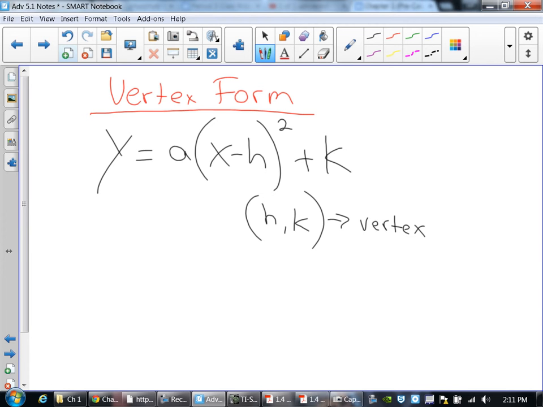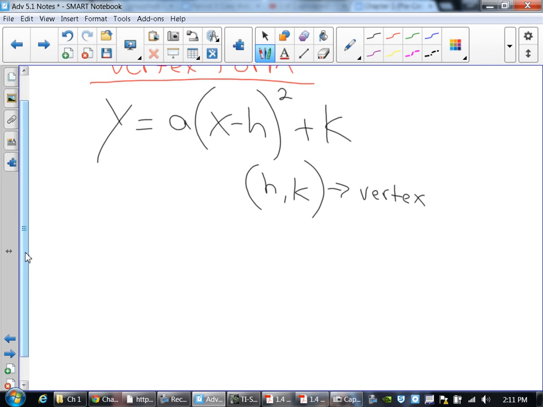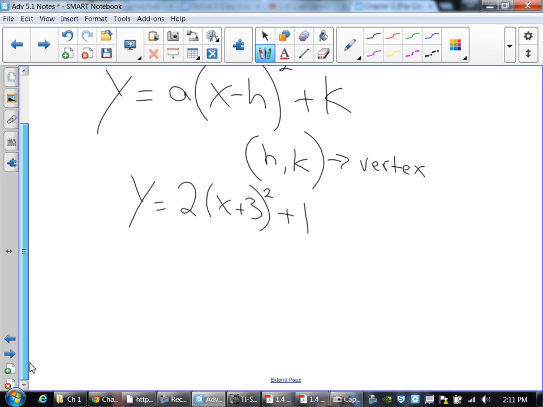H. So what happens is you get this equation, y equals, well, let's do this, 2x plus 3 quantity squared plus 1. If I go through that, what is my vertex? Good. Negative 3 and 1. Remember, it's the opposite sign for the h. So my vertex would be at negative 3 and 1.